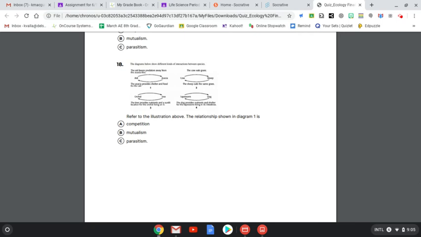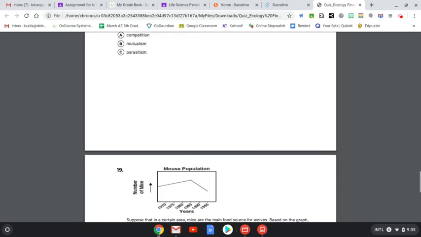Same illustration for number 18, but you're looking at number 1. It says, the ant keeps predators away from the acacia tree. The acacia provides shelter and food for the ant. So what type of relationship is that? Is it A, competition, B, mutualism, or C, parasitism?